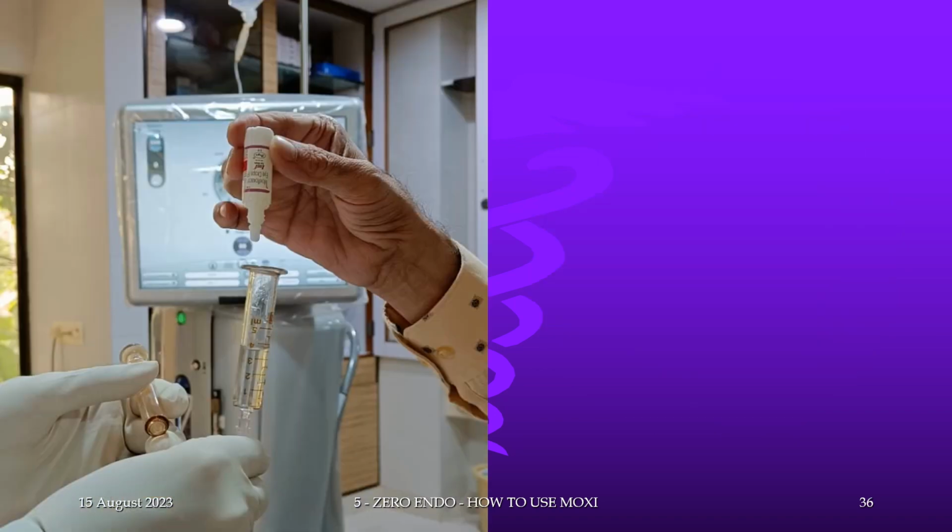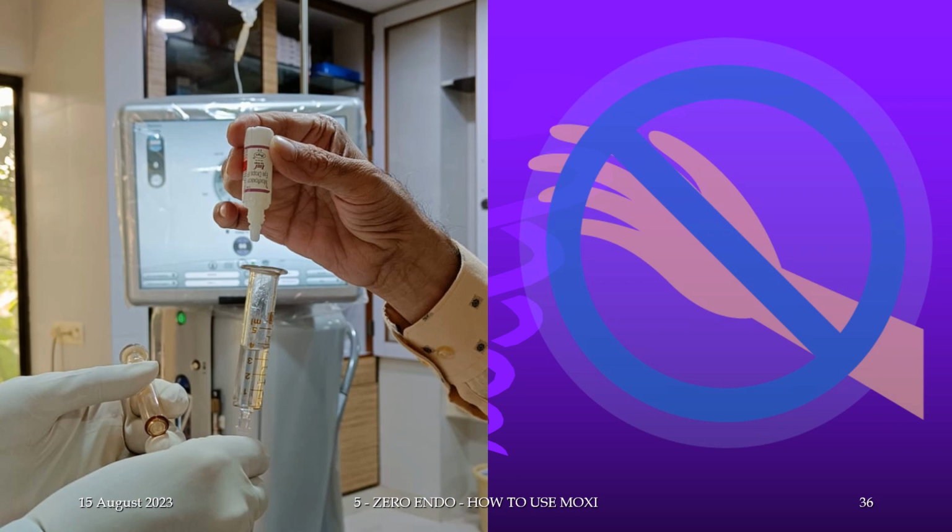Then the scrubbed assistant will hold the opened 5 ml syringe with a 27 gauge cannula attached to prevent gravity leaking, containing 3.5 ml BSS. The unscrubbed assistant will now squeeze or milk out 1.5 ml of Moxi into this syringe to make a total of 5 ml, making sure that there is no finger touch during the process.